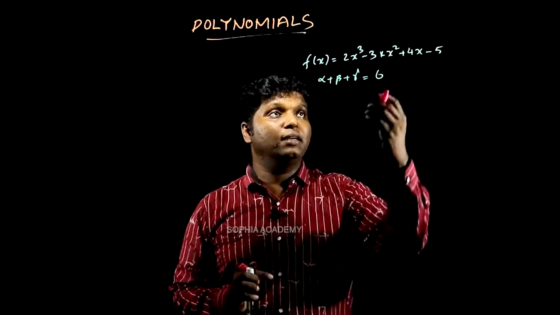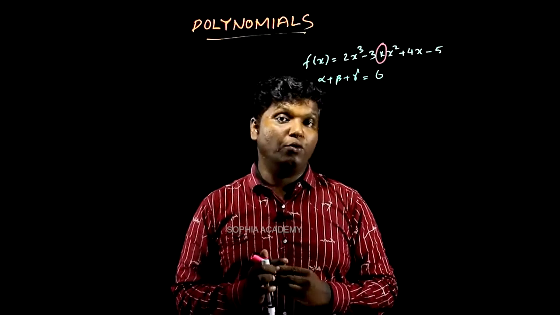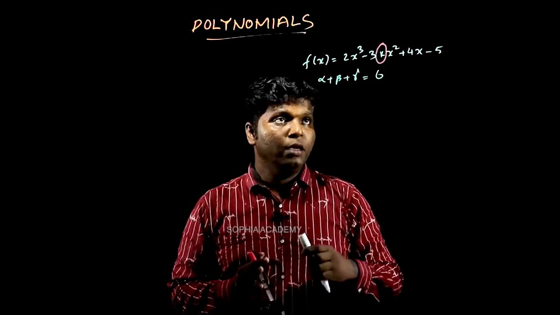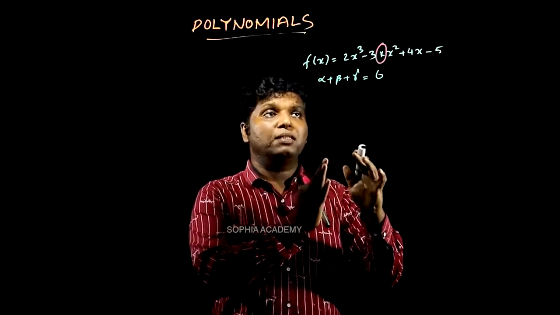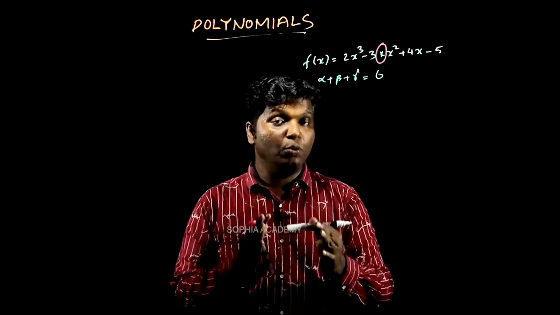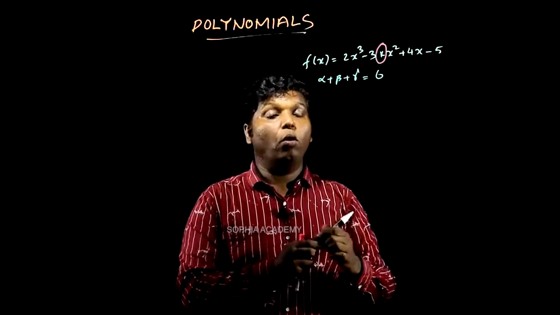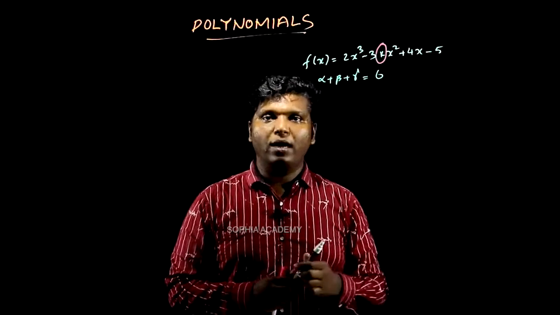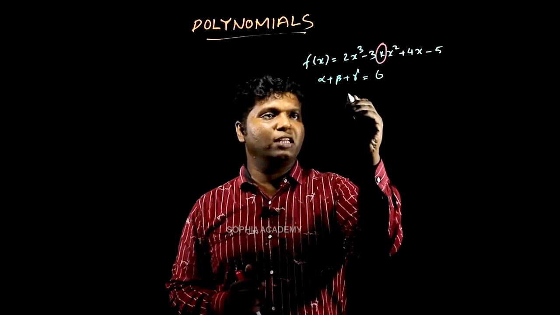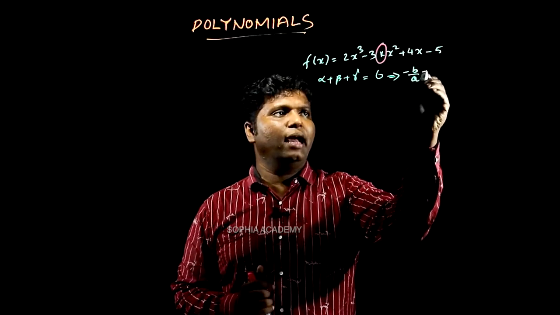Very clearly you can see here, this is the unknown quantity, right? K is the thing which you have to find. So here alpha plus beta plus gamma is given as 6. We know what alpha plus beta plus gamma is for a cubic equation. Even if it is cubic or even if it is quadratic, the formula is the same, it is minus b by a. So this implies minus b by a is 6.